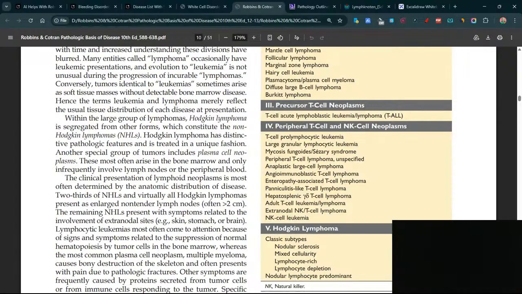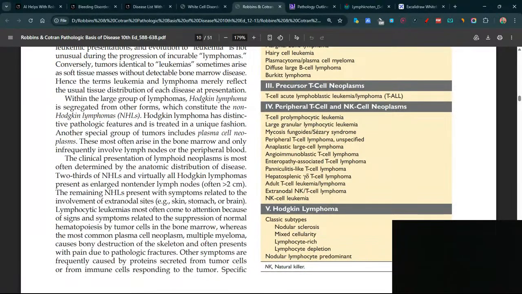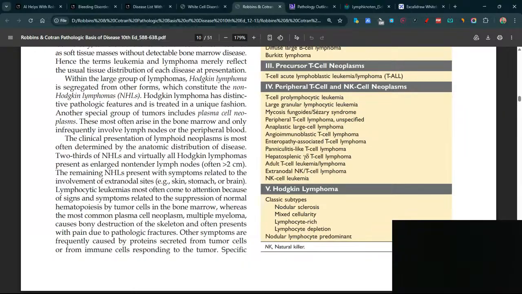Another special group of tumors includes plasma cell neoplasms. These most often arise in bone marrow and only infrequently involve lymph nodes and the peripheral blood. The clinical presentation of lymphoid neoplasms is most often determined by the anatomic distribution of the disease.